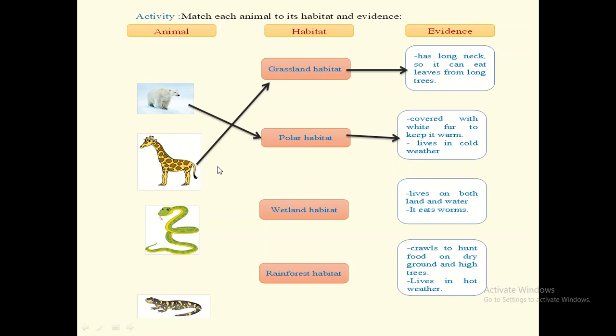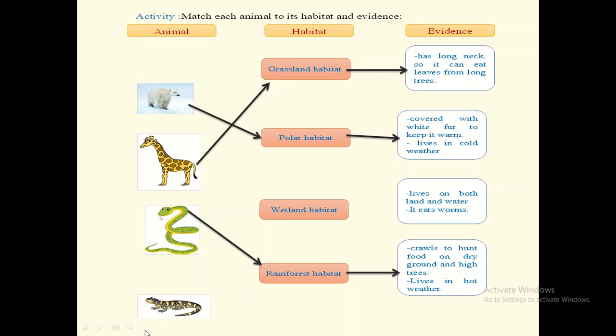Number 3, snakes. Snakes can live in which habitat? Excellent. Rainforest habitat. And the evidence? Very good. It crawls to hunt food on dry ground and high trees and lives in hot weather.